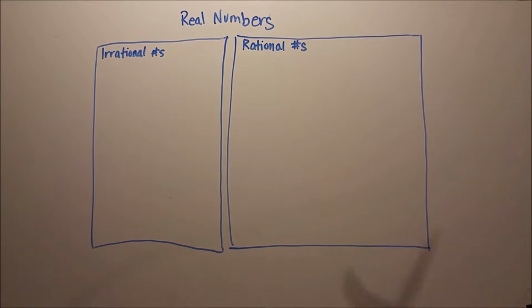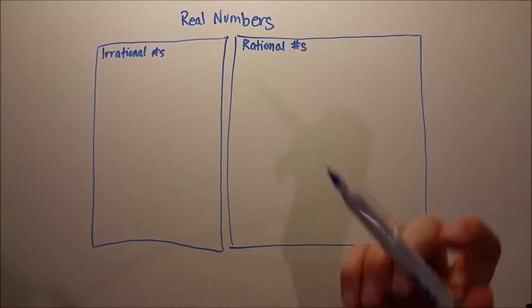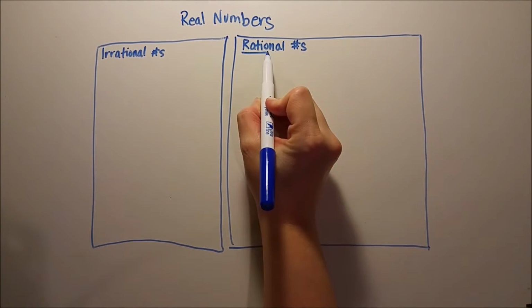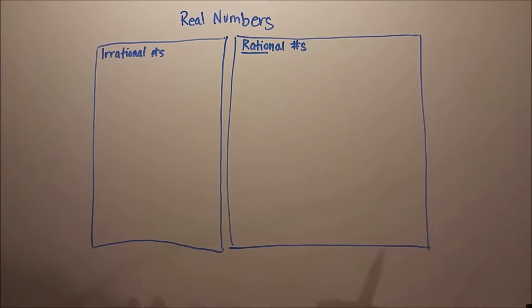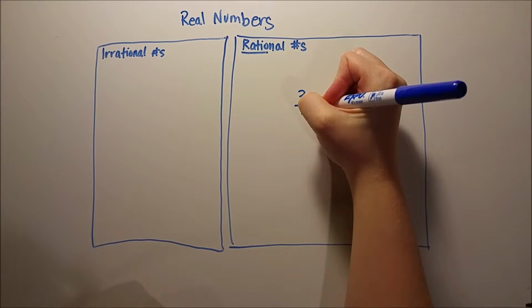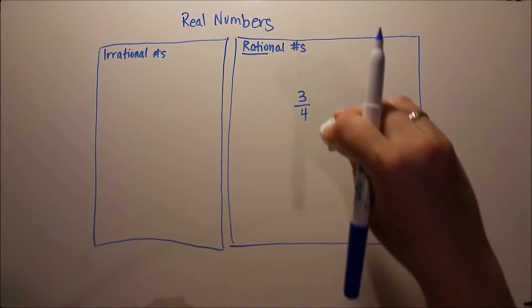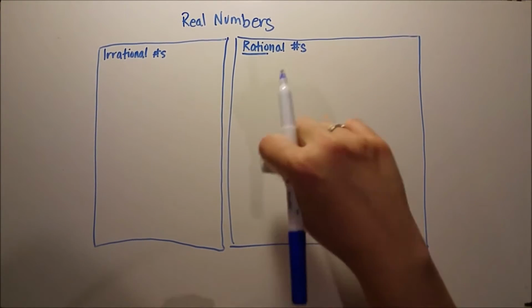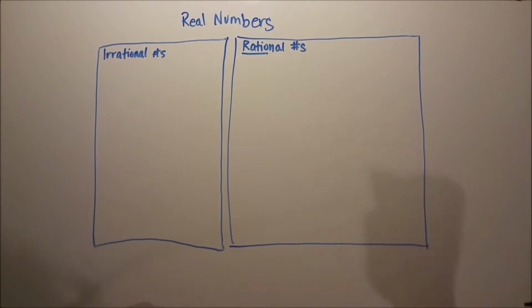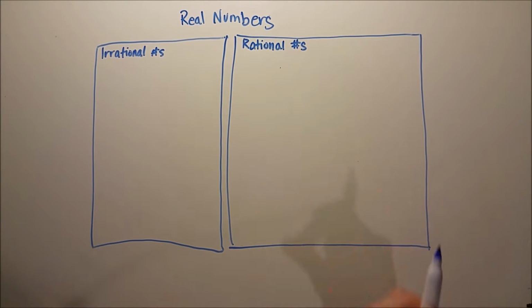Now, rational, we know that word as making sense, right? But rational also comes from the word ratio. So if you recall, a ratio is when you can put two numbers into a fraction. So 3 over 4, that's a ratio of 3 to 4. So any number that can be rewritten or is already a fraction is a rational number. Okay? Irrational numbers are numbers that can't be written as a fraction.